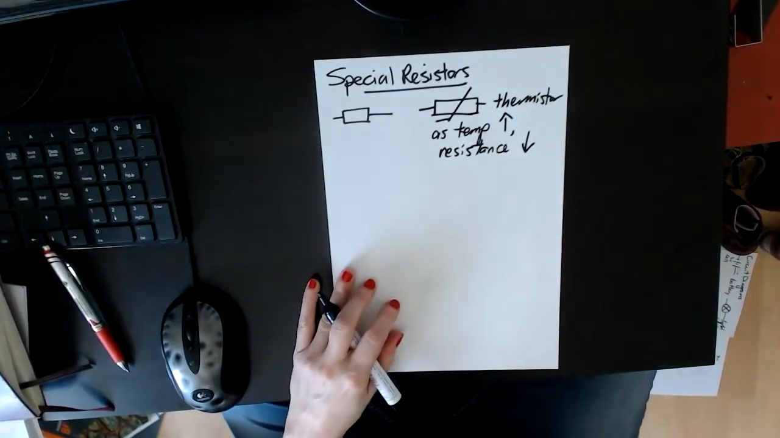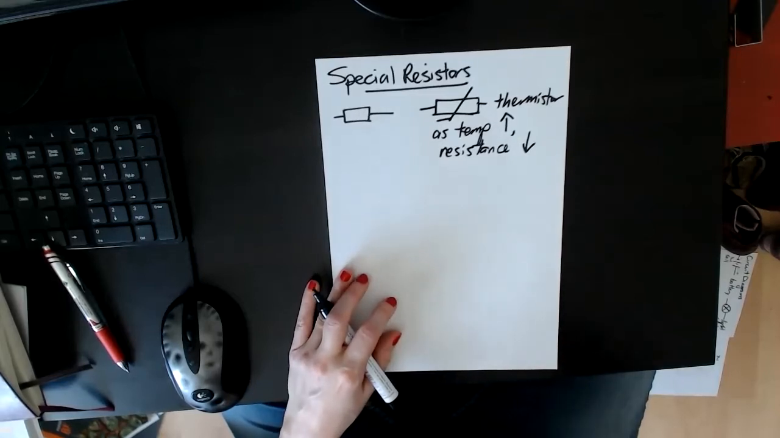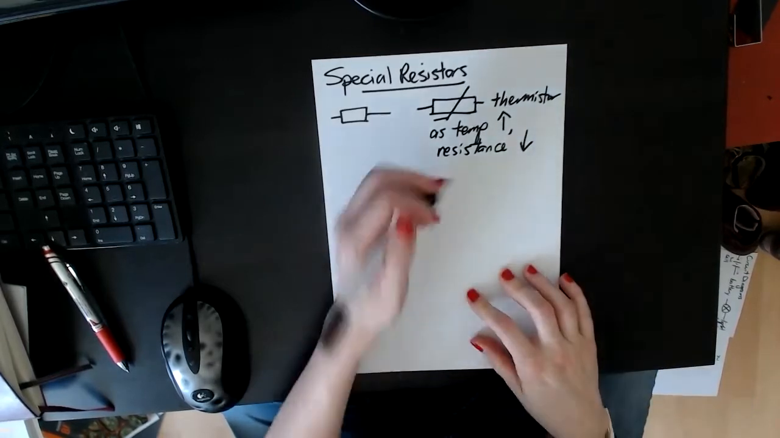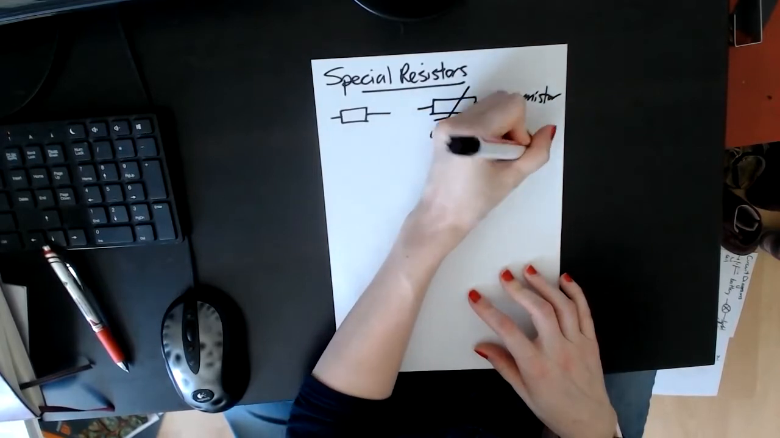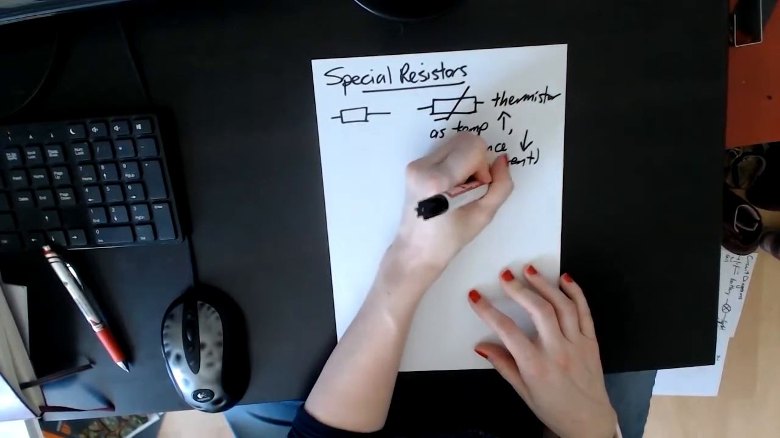So this is used in things like refrigerators or freezers where you want to keep it cold. And so the idea is if the temperature starts to creep up, then the resistance decreases. And because the resistance decreases, that leads to an increase in current. And if you're ever asked about that, it's because of this equation, right?